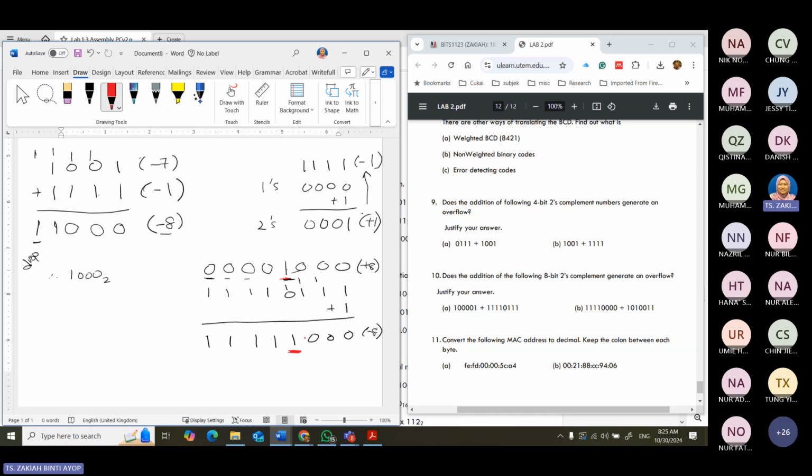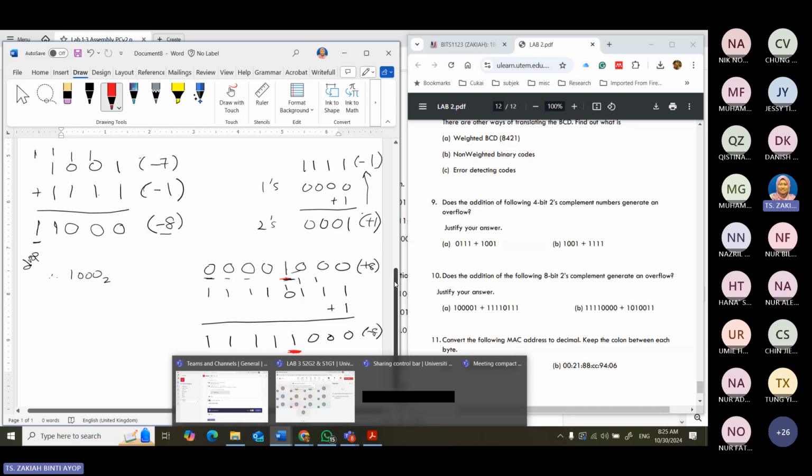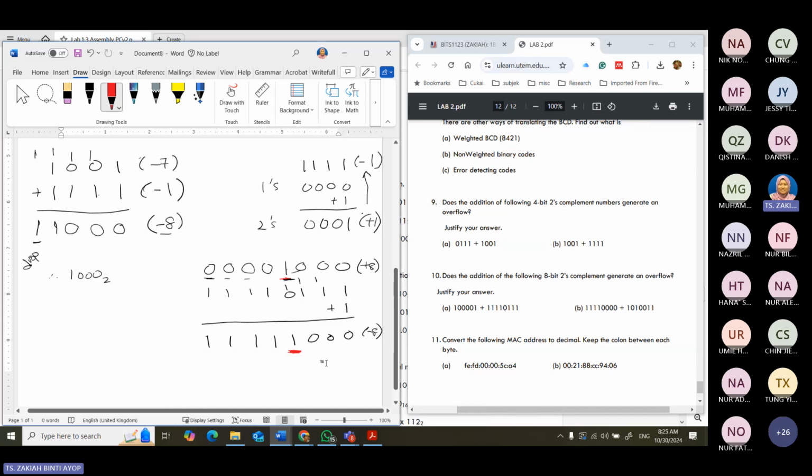This is a question I want to ask you. You unmute yourself, you tell me, is this one that I have underlined for the negative 8 a sign bit or a magnitude? No one wants to answer the question? A magnitude. Magnitude. Okay, correct.